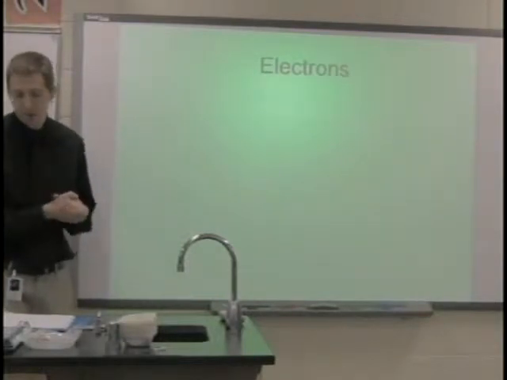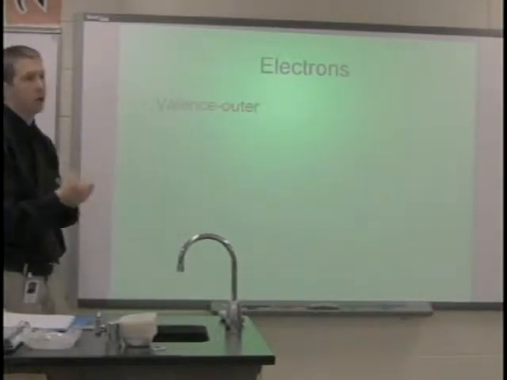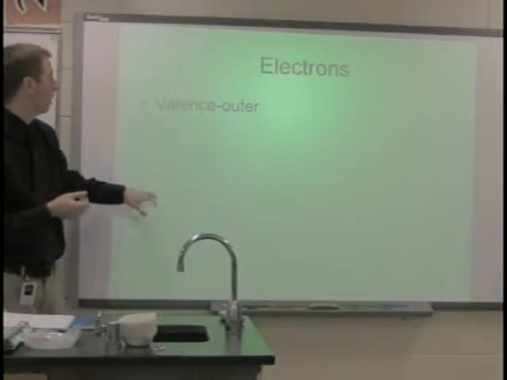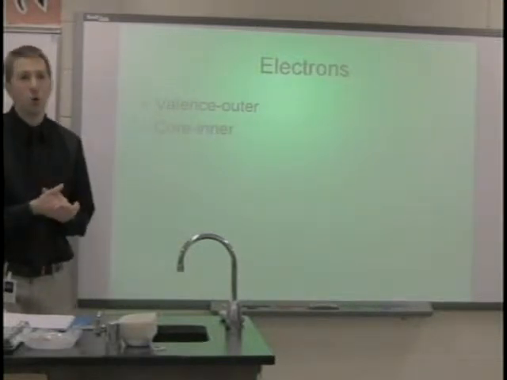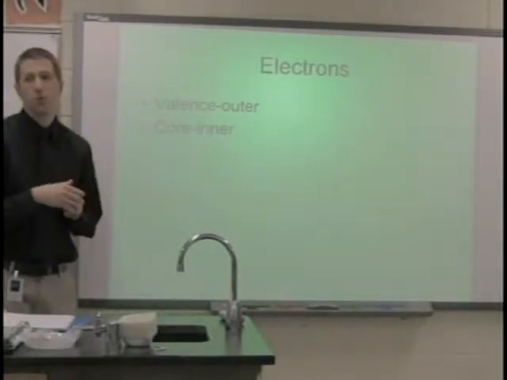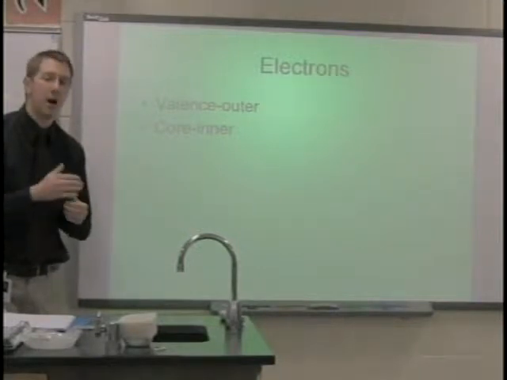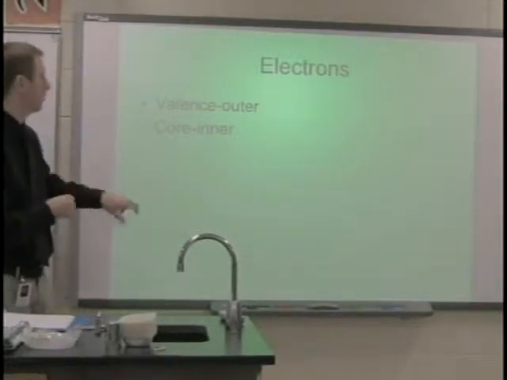Next thing that this chapter talks about is electrons. So you have two common ones: valence electrons, which are your outer electrons, or inner electrons, which are your core electrons. The valence electrons are the ones that really determine how things react and how things bond. Core can deal with light though.